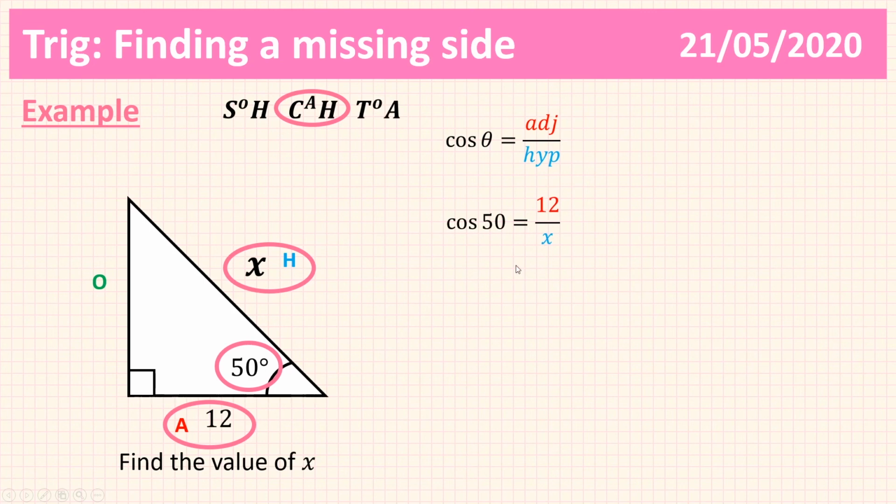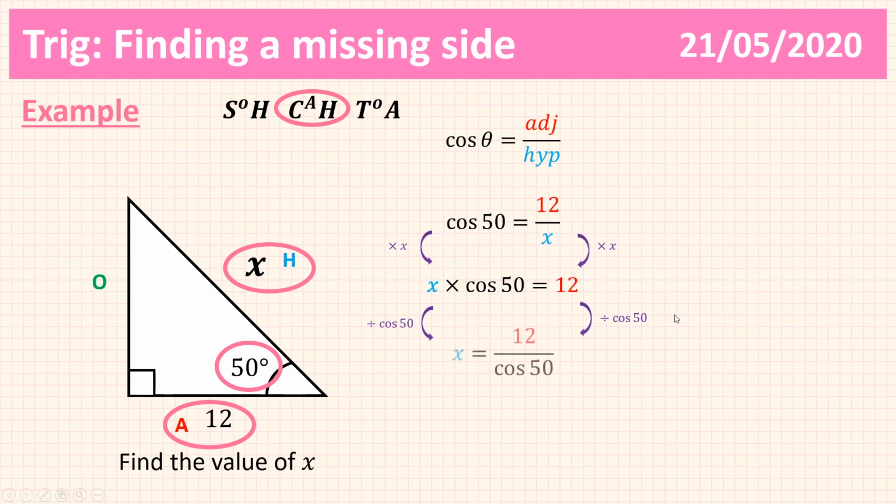Now I need to think, how do I rearrange this to make x the subject? Well, before, x was the numerator, but now x is the denominator. So I'm going to have to do two steps. Step one, I multiply both sides by x. So I get x times cos 50 equals 12. I still haven't got x as the subject, so I divide both sides by cos 50. So I get x is equal to 12 over cos 50.